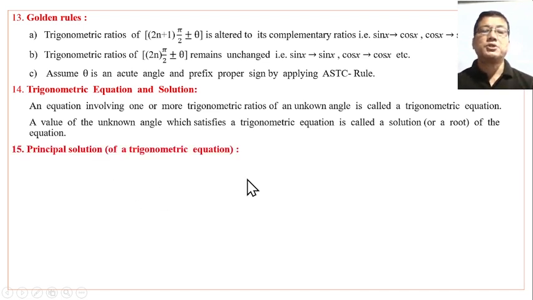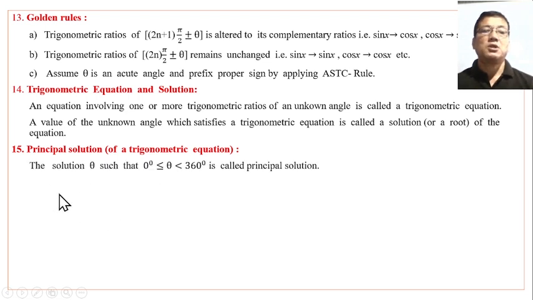Principal solution of a trigonometric equation. A trigonometric equation has an infinite number of solutions. The principal solution is the solution theta lying within 0 degree and 360 degree, less than 360 degree, where theta can be up to 0 degree. The angle which is a solution of the trigonometric equation in this range is called the principal solution.